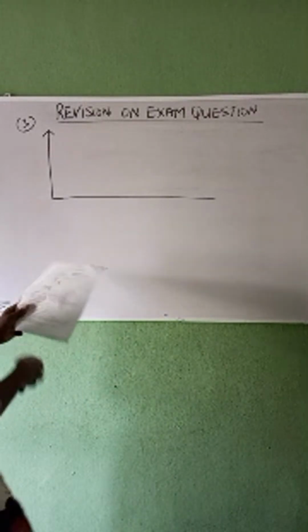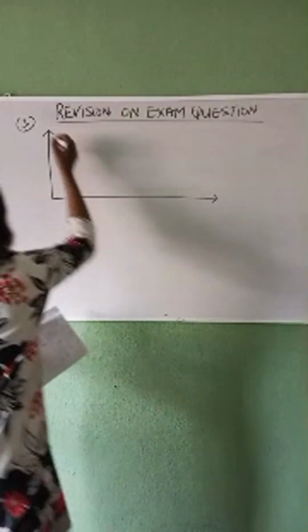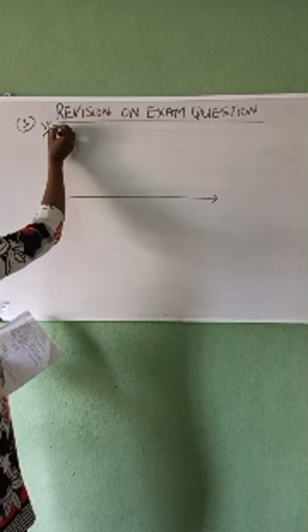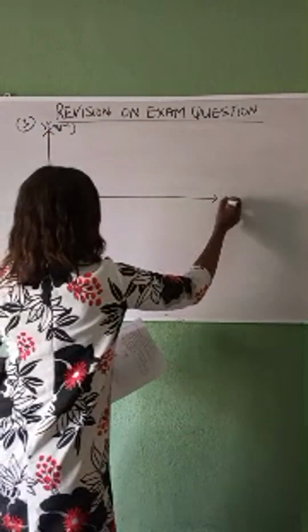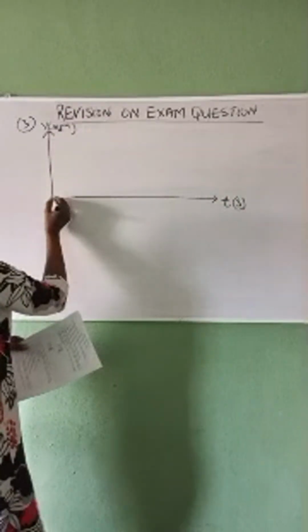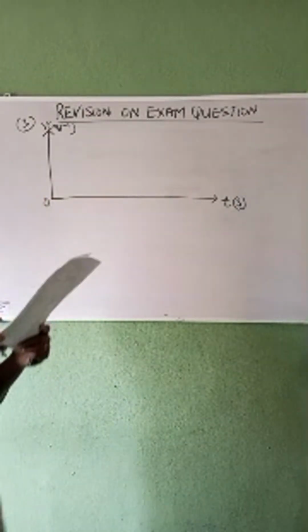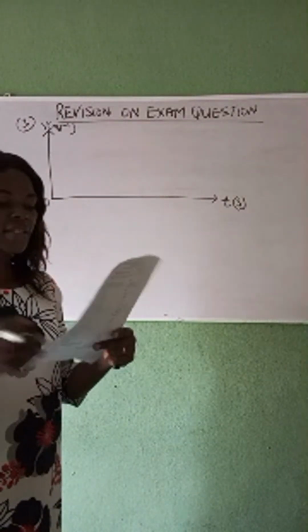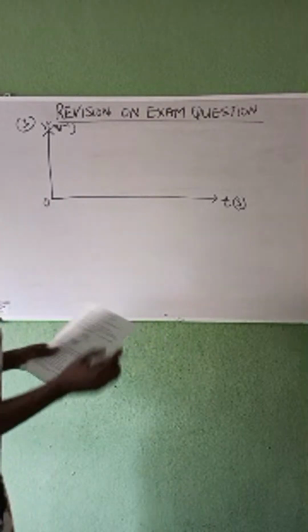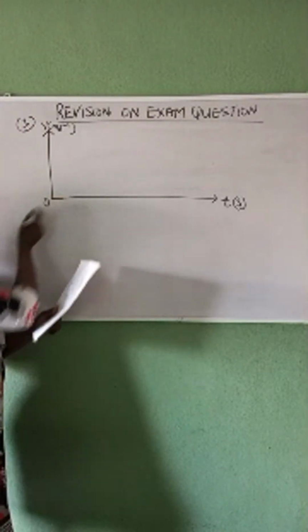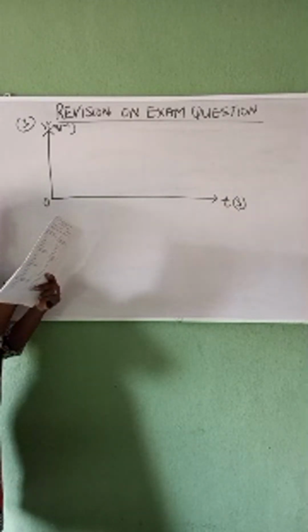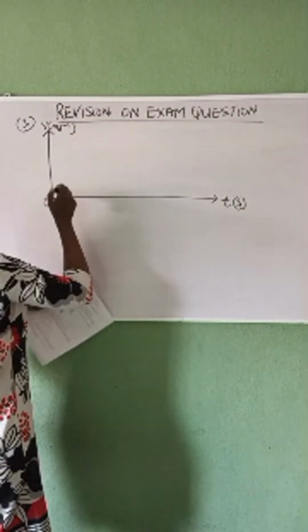All right, so this is velocity and time. Now, this is 0. So let's start again. A car starts from rest. That means the car started from here, which is rest, and accelerates uniformly for 5 seconds. So let's go this way.